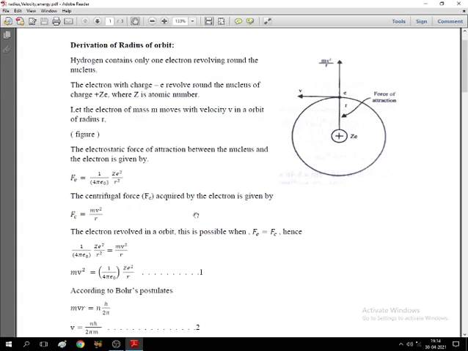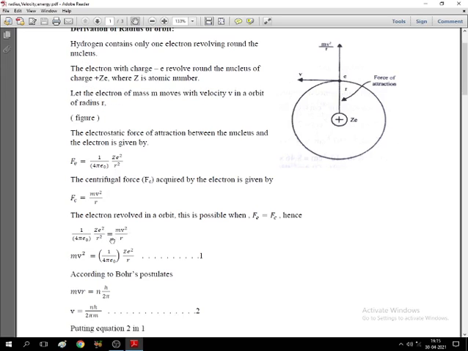And therefore here we can write the electron revolves in orbit. This is possible when Fe, that is the electrostatic force of attraction, is equal to Fc, that is the centrifugal force. And therefore from these two equations we put the values. Now Fe is equal to 1 upon 4 pi epsilon 0 into Z e square upon r square, equal to Fc. Fc is equal to mv square upon r.